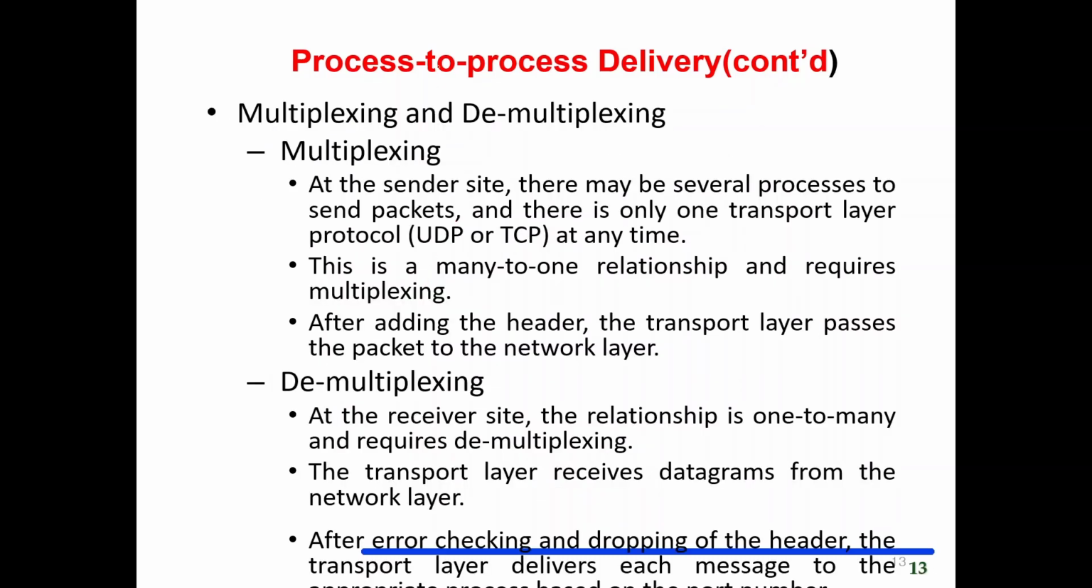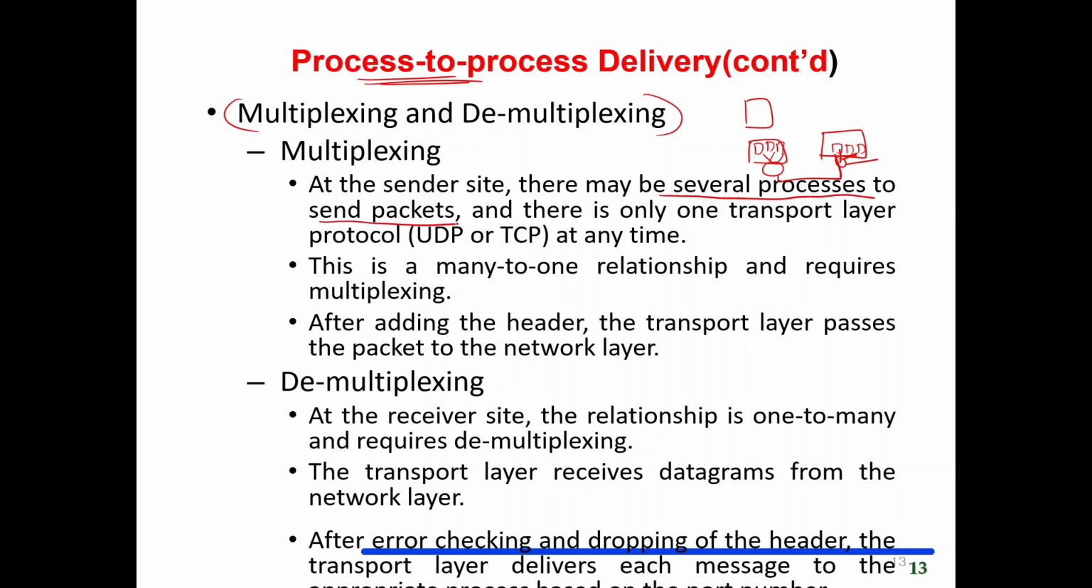In process to process delivery, multiplexing and demultiplexing are also very important. When you consider some source station, it will be running many applications, right? All these applications are multiplexed and sent to the destination. In the destination, all these applications are demultiplexed. They are again divided.